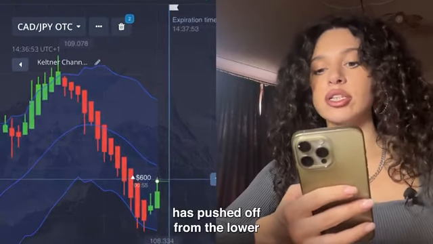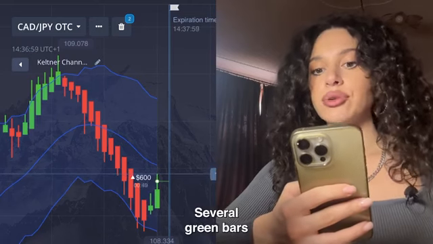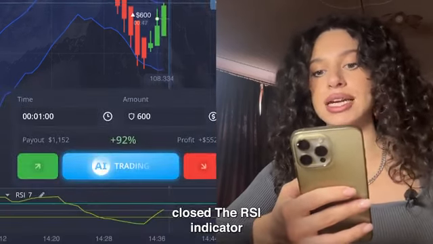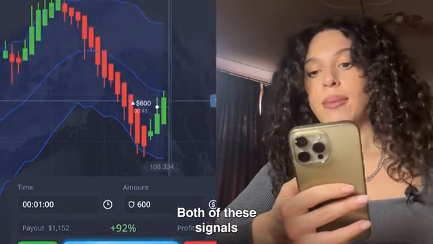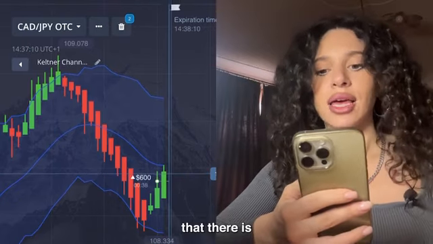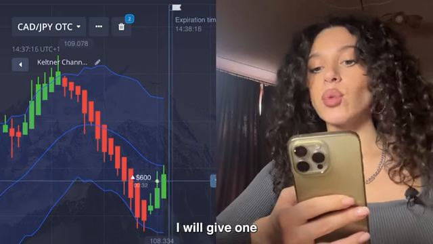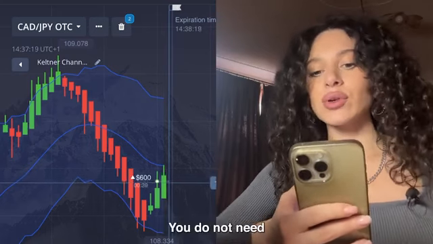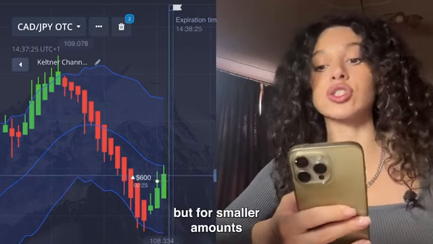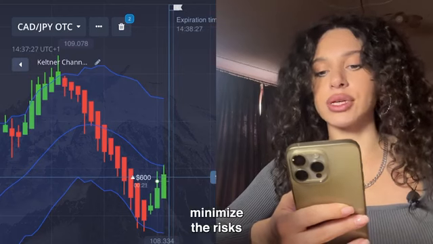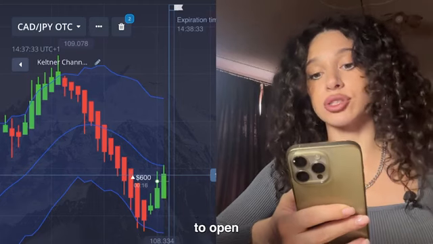I see that the price chart has pushed off from the lower limit of the Keltner channel and the price has started to rise. Several green bars have already closed. The RSI indicator also gave a signal. The indicator line crossed the level 30 from bottom to top. Both of these signals make it clear to me that there is an uptrend in the market. I'm confident in the reliability of the situation. I will give one piece of advice to novice traders. You don't need to invest all your capital in one trade. It's better to open several trades but for smaller amounts. This way you can minimize the risks. In the case of a losing trade, you will not lose all your capital and you will still have the amount to open new trades.